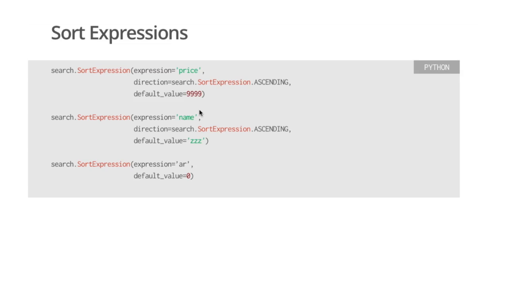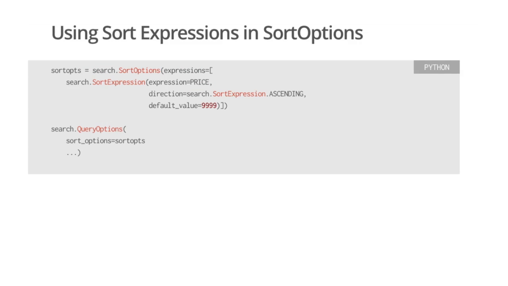We define the sort direction for each such field. For example, we're sorting price and product name in ascending order. With average rating, we want to sort in descending order. Since this is the default sort direction, we don't need to specify it. We're also defining a default value, which is used if a given document doesn't include the field in the expression. For a string-based field like product name, the default value must be a string. For numeric fields, it must be numeric. We create a SortOptions object with the expressions parameter set to a list of these sort expressions. Then, as before, we pass the SortOptions object to the query options constructor.